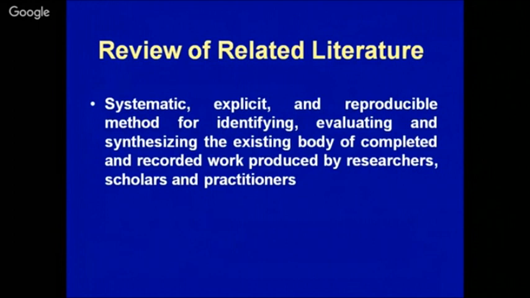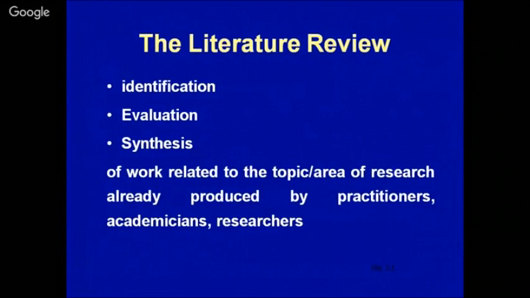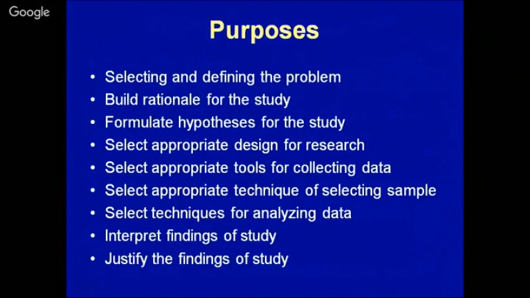That is what is referred to as review of related literature. So think of three important terms: identification, evaluation, and synthesis. And the literature review thus is systematic, explicit, and reproducible.